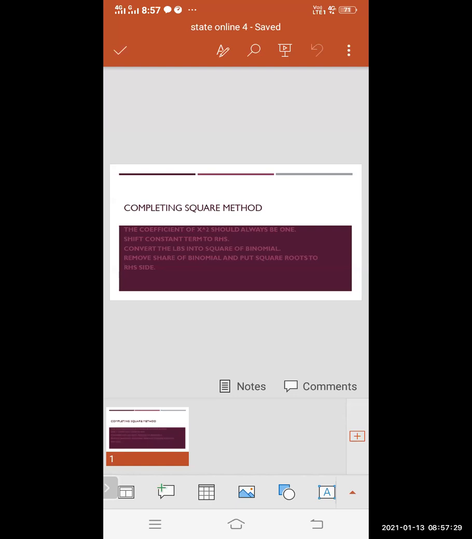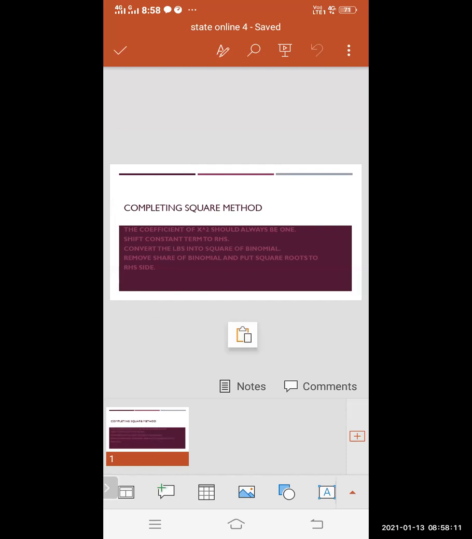Like in your factorization method, your first step is to make the equation in standard form. So in this, the coefficient of the first term, x square, should always be 1. After that, you shift the constant term to the right hand side. The third step is to convert the LHS into the square of a binomial. And the last step is to remove the square of the binomial and put the square root on the right hand side. These 4 steps we are going to learn in the completing the square method.